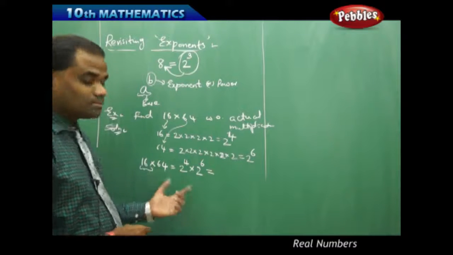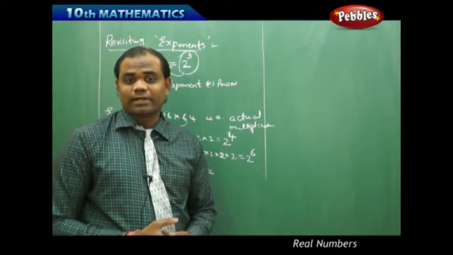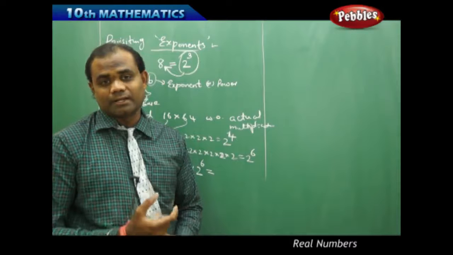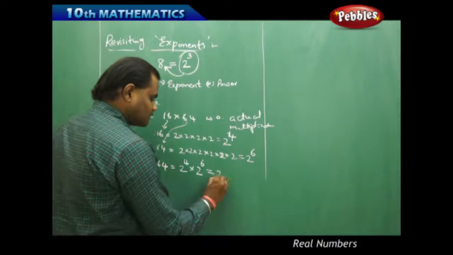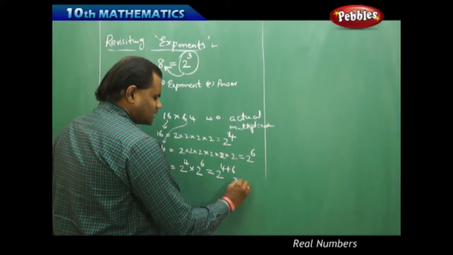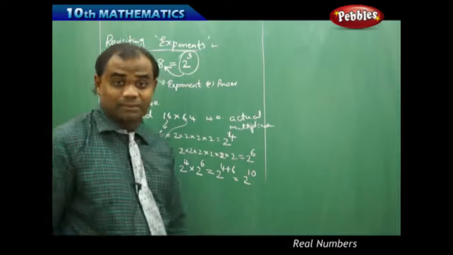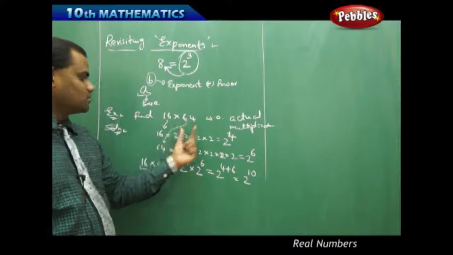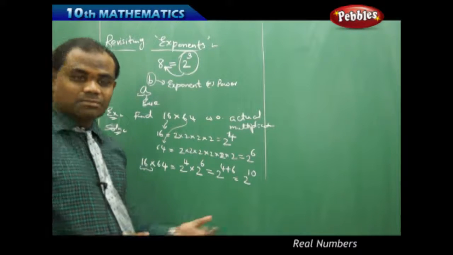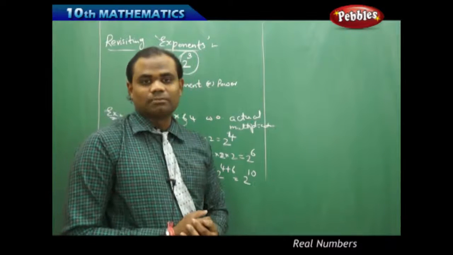So in this case, 16 times 64 indirectly can be written as 2 power 4 times 2 raised to 6. And therefore, by the first law of index, a power m into a power n is a power m plus n. Therefore, this finally gives me 4 plus 6, which is 2 raised to power 10, the value I get when I multiply this with this. Now this is called the exponential answer for the given problem.